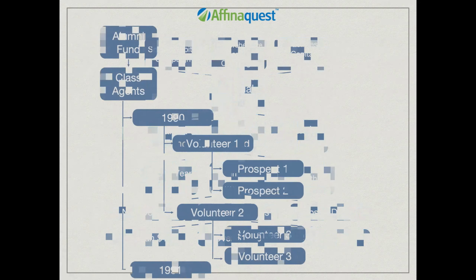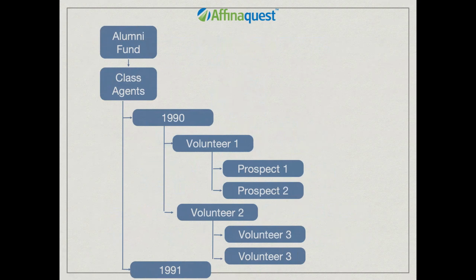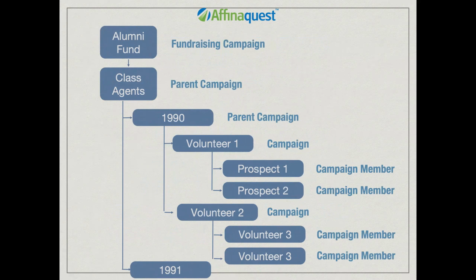Now, we also have another hierarchy that you can use with class agents. And if you're interested in doing this, we can show you essentially how this sets up. But think about it, in the class of 1990, you have volunteers. Each of those volunteers have prospects. And then you'd have it for the 91 and so on. This roughly breaks down at these levels. Alumni funds the fundraising campaign, class agents a parent campaign. There's a parent campaign under that for 1990. Volunteer 1 has a campaign that then has the prospects that are campaign members.